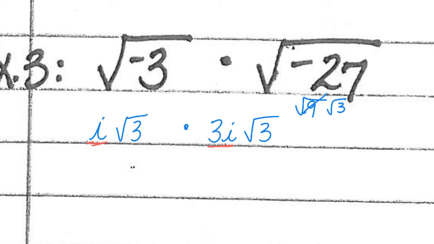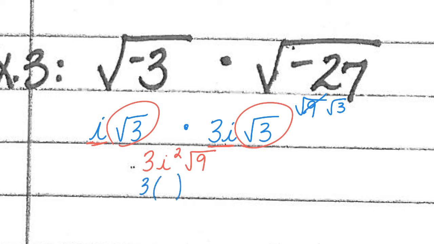i times 3i is 3i squared. And root 3 times root 3 is root 9. So we got a lot more to break down here. I know that i squared is equal to -1 because it told me in the directions above. And I know the square root of 9 is 3. So the answer to all this craziness is -9.